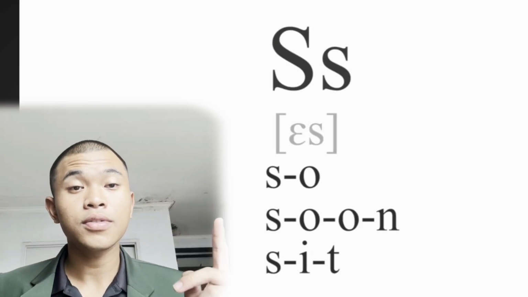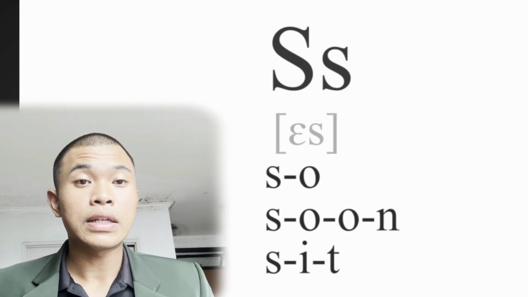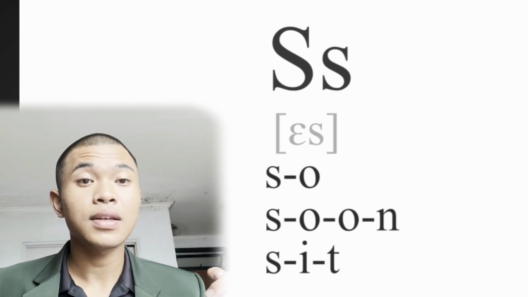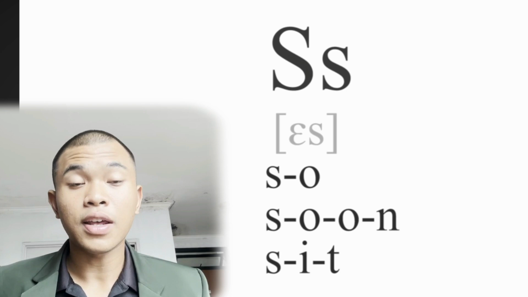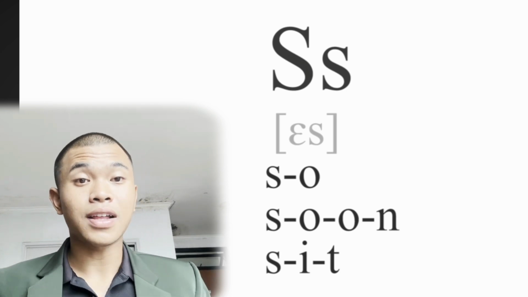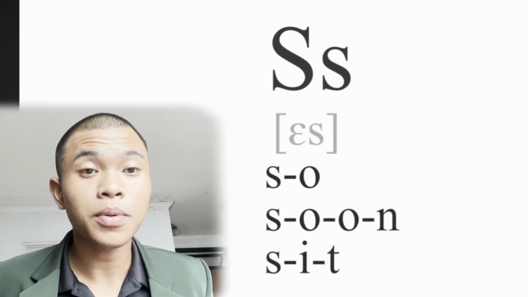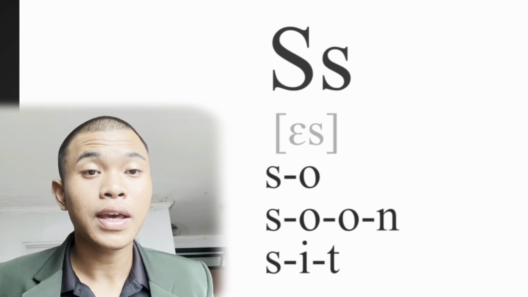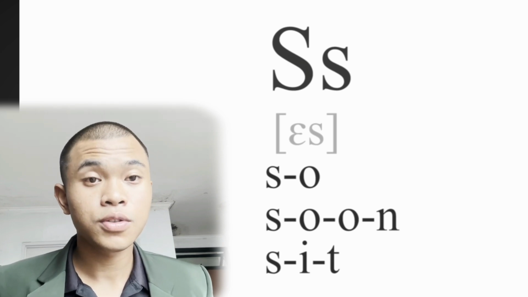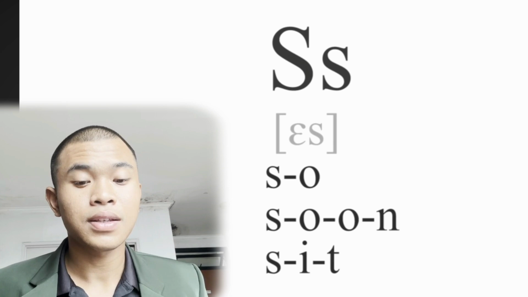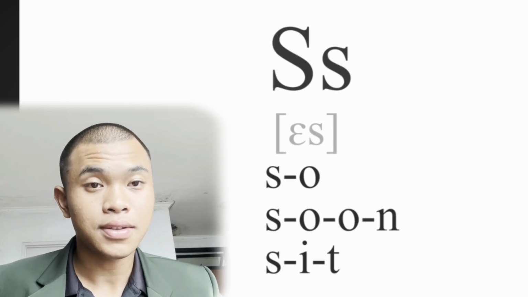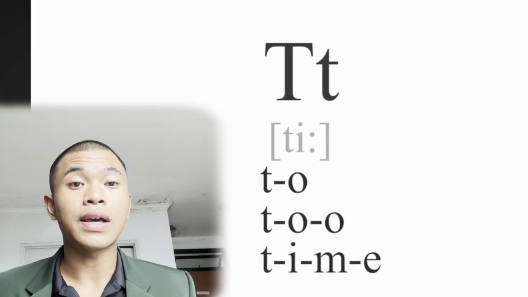The big one, it sounds like S. The small one, it sounds like S. The IPA pronunciation, it sounds like S. Example of word: so, S, O. Soon, S, O, O, N. Sit, S, I, T.